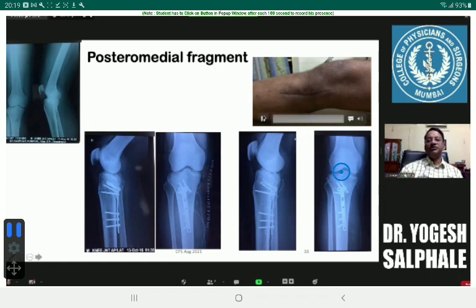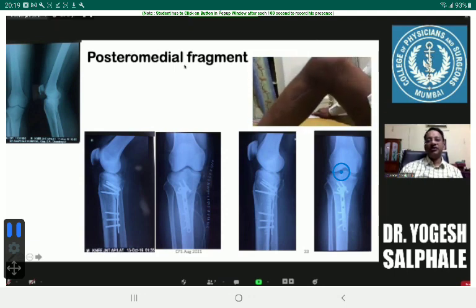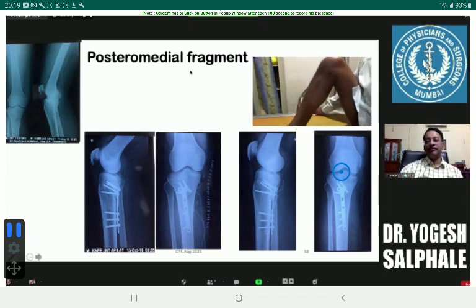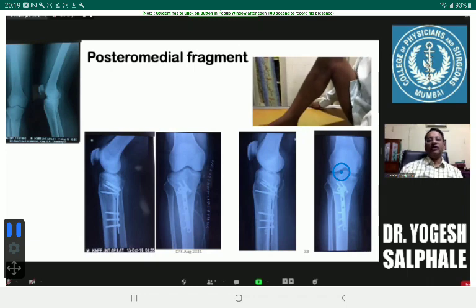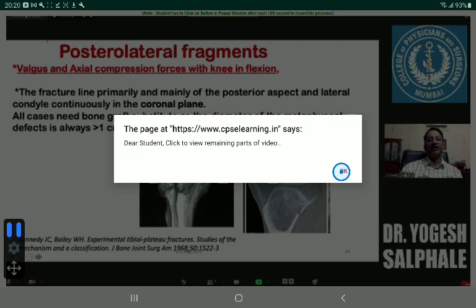Now, as you can see here, he was an auto rickshaw driver and was able to do many things on his own. You can see the scar there. A wonderful physiotherapy was essential, which he did. So now we go from posterior medial to the posterior lateral fragment.